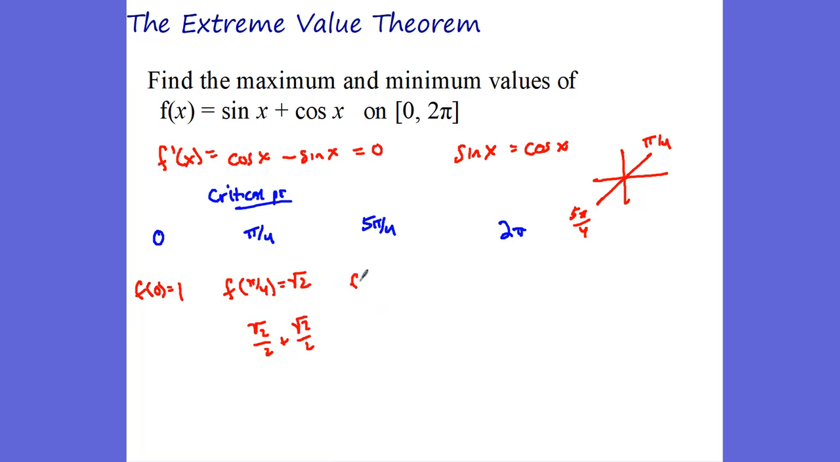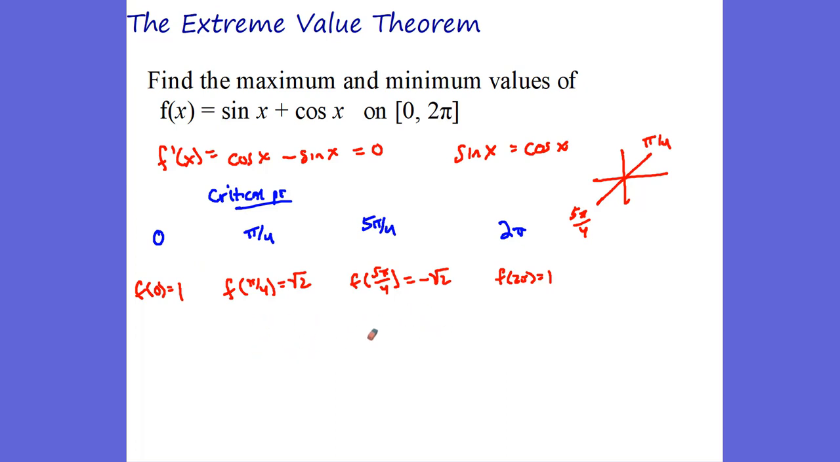And so now I'm going to plug in 5 pi over 4 into the original function. Sine of 5 pi over 4 is negative root 2 over 2, plus negative root 2 over 2, which ends up becoming negative root 2. And of course, f of 2 pi is equal to 1, same as when we were back at 0.